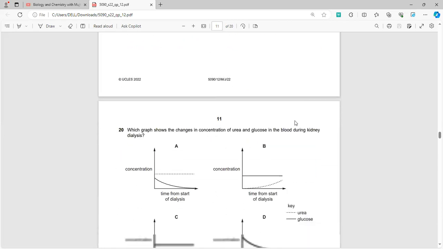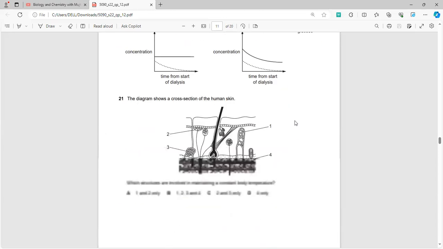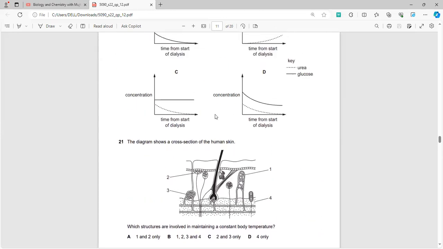Now in question number 20, you need to know what the main purpose of dialysis is. The main purpose is to remove the excretory products, and urea is the excretory product, not glucose. Glucose is a nutrient, so glucose does not diffuse out and its concentration remains unchanged. However, the concentration of urea decreases in dialysis. Now in question number 21, the correct option will be C.